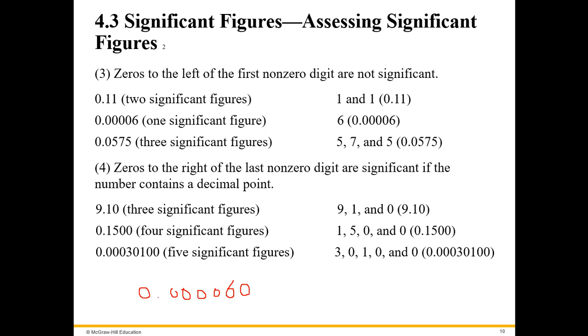So then the fourth rule: zeros to the right of the last non-zero digit are significant if the number contains a decimal point. Yes, this number contains a decimal point. So this is 3 sig figs, 1, 2, 3, 4 sig figs. This one, 1, 2, 3, 4, 5. Because it's after, you can, but if it's before, it's insignificant.